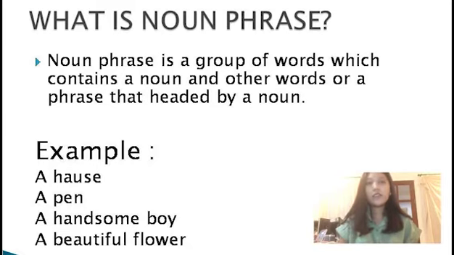Okay, from the first element, what is a noun phrase? A noun phrase is a small group of words which contains a noun and other words, or a phrase that is headed by a noun. Okay, examples of noun phrases are a house, a pen, a handsome boy, a smart girl, a beautiful flower, and so on.